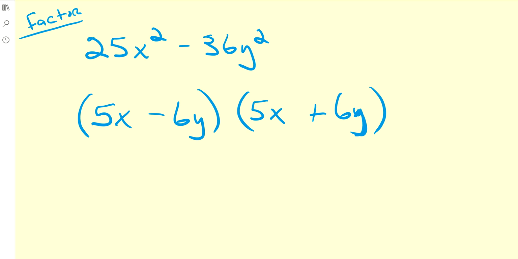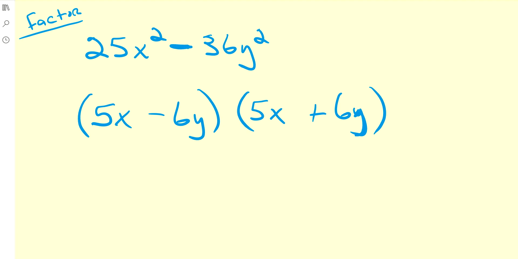Okay, if you don't recognize it that way, then it's going to be a little bit tough. What would you have to do? You don't have a middle term here, so that means it's like a 0. So you do the grouping method, 25 times 36, and then find the two numbers that are opposite of each other that equal 0. But I don't want to put you through that if I don't have to. This is the key to find the difference of two squares.